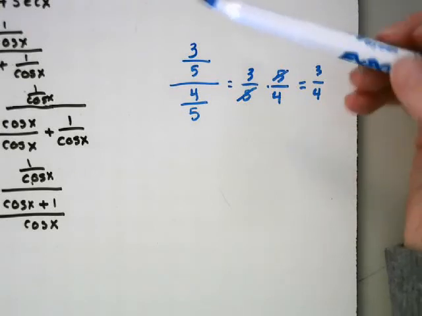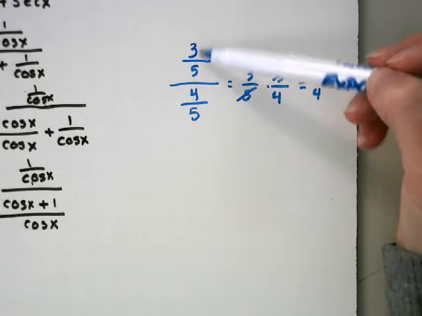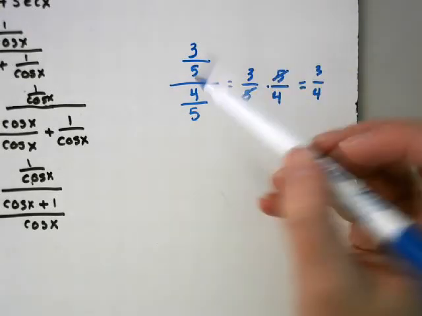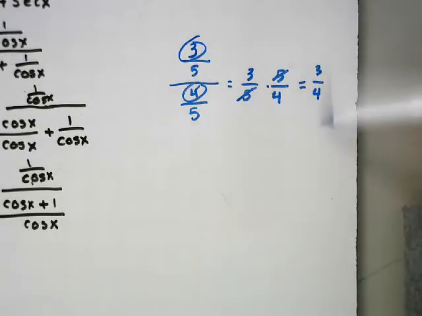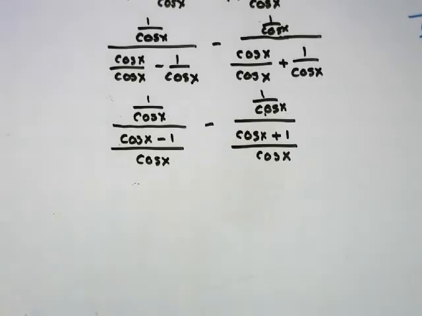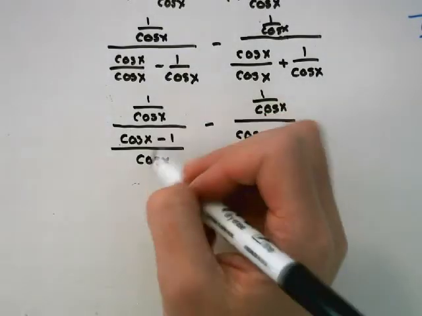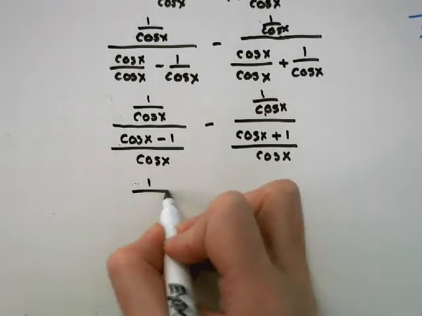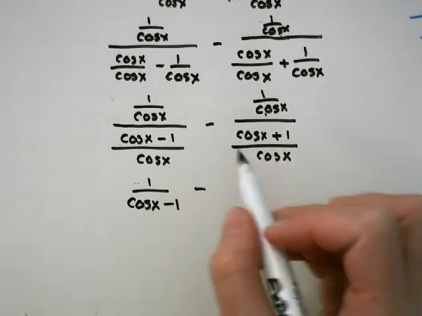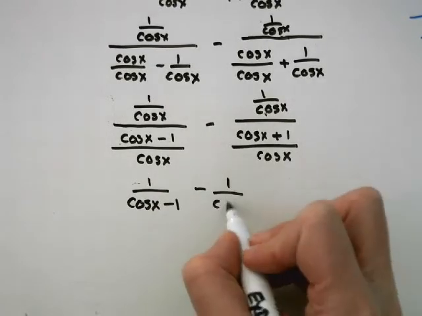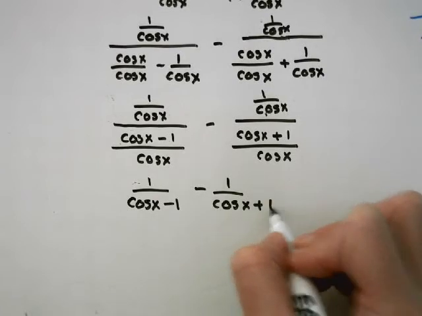So anytime we have something like this where the denominators are the same, we can just take the numerators, and that's going to be what our fraction reduces to. So that's what we have over here in both of these. So I can take these and just get rid of the cosine denominators. So this is now going to be 1 over cosine x minus 1. This one's going to be 1 over cosine of x plus 1.